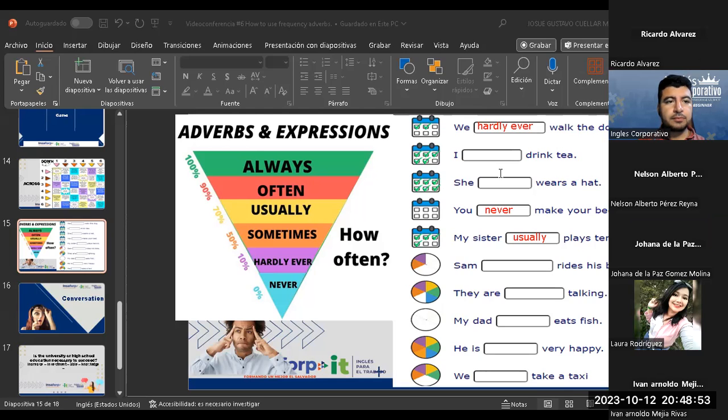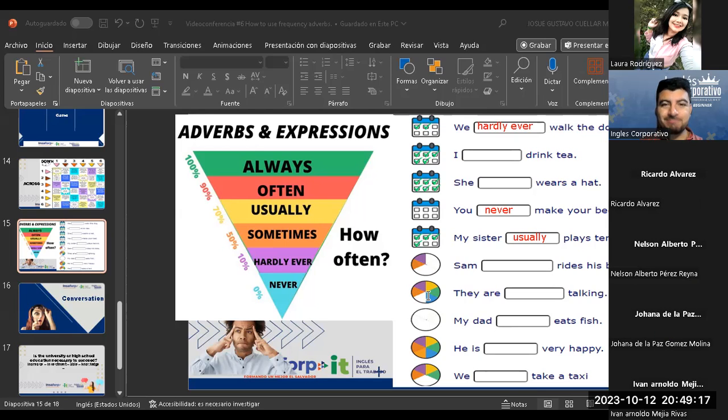Number seven, creo que. No. Okay, eight. Let's go. My dad hardly ever eat fish. Okay, thank you. Aunque como no tiene ninguno, posiblemente podría ser never, quizás. Será que era de acuerdo a los espacios que tiene acá. No problem. Never. Sí, never.